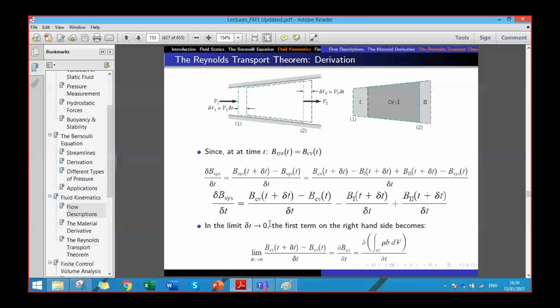So the first term would be representing the change in control volume with respect to time, and we can write it as partial by partial t of the integral over the control volume of rho b dV. Is this term clear? Sir, where does this rho come from? We have already studied that.